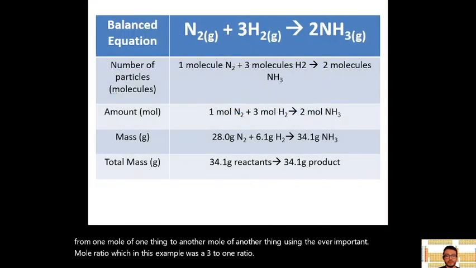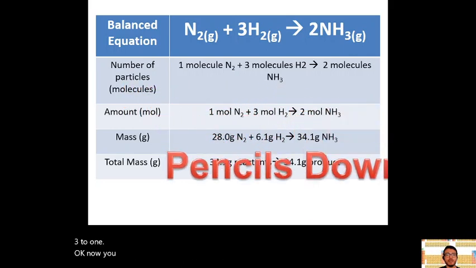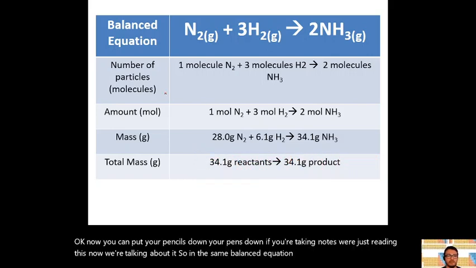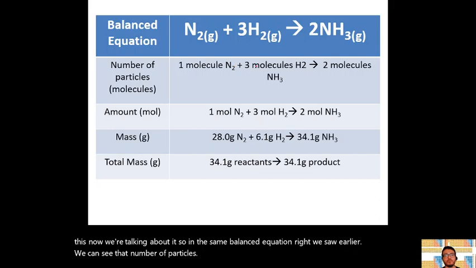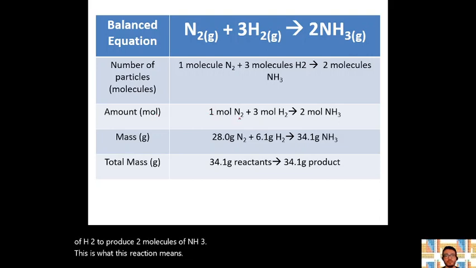Now you can put your pencils down, your pens down if you're taking notes. We're just reading this now, we're talking about it. So in the same balanced equation we saw earlier, we can say that number of particles can be considered in this way. We have 1 molecule of N2 required with 3 molecules of H2 to produce 2 molecules of NH3. This is what this reaction means. It can also be looked at another way in terms of moles. 1 mole of nitrogen, 3 moles of hydrogen produce 2 moles of ammonia, all still following that mole ratio.